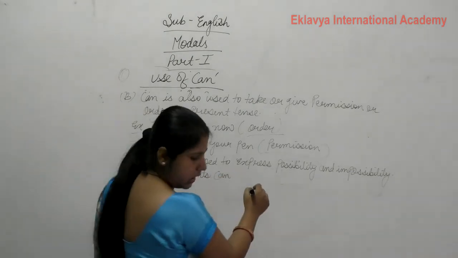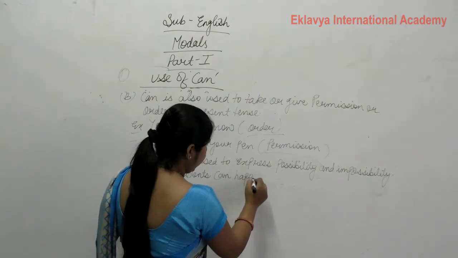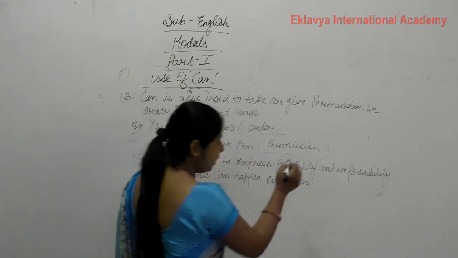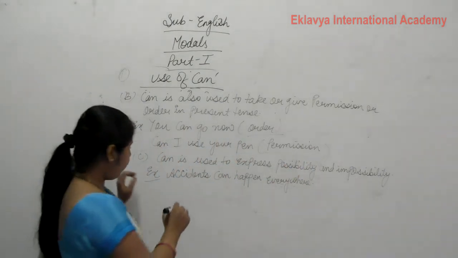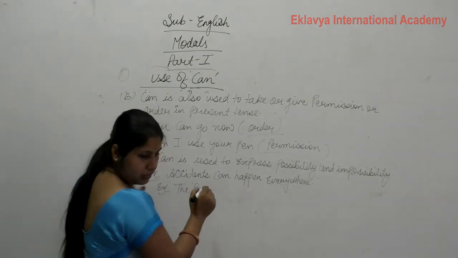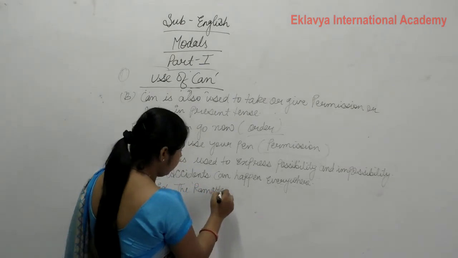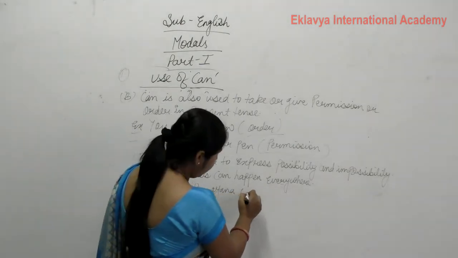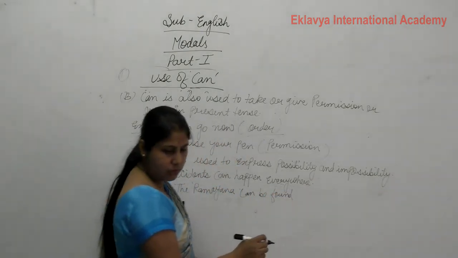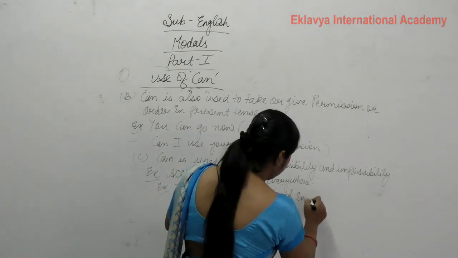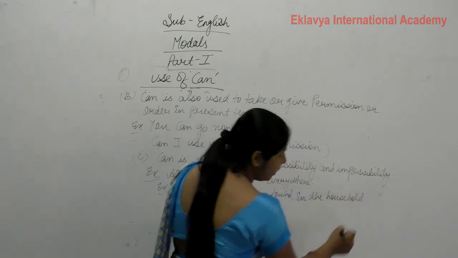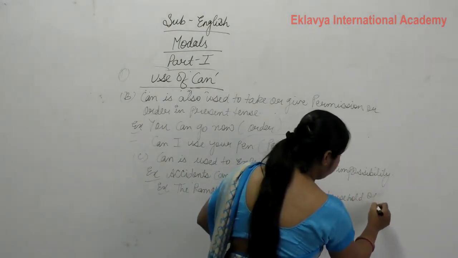Accidents can happen everywhere. Accidents can happen everywhere. Clear? Accidents can happen everywhere. The Ramayana can be found in the household of every Hindu.